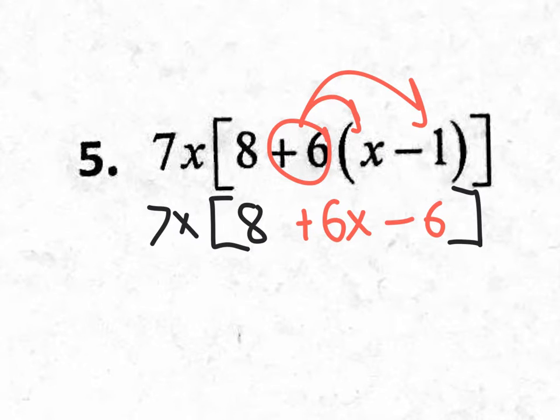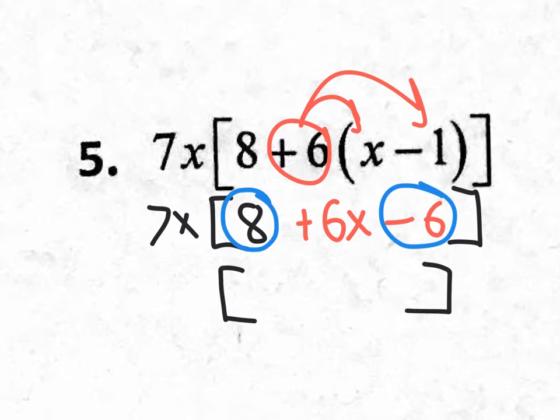So I rewrote everything. Now inside the brackets, I already distributed, but I could combine the terms that are alike. In other words, I want to combine the number 8 with the number minus 6. What is 8 take away 6? 2. 8 take away 6 is 2. So let me rewrite everything with a 2 instead of the 8 take away 6. Here's my 2, and let me bring down the plus 6x that was in there. There it is. And I still have the outside 7x. Now, on the inside of the brackets, could I actually add 2 plus 6x? Do I get 8x? No, you can't do it.